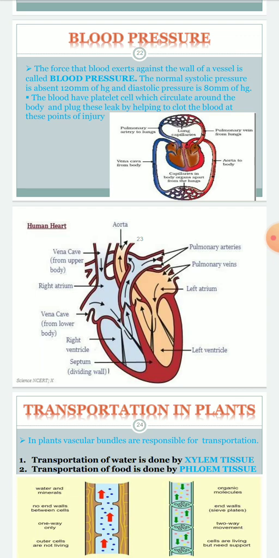The normal systolic pressure is about 120 mm of Hg, and diastolic pressure is 80 mm of Hg. The blood has platelet cells which circulate around the body and plug leaks by helping to clot the blood at the point of injury.